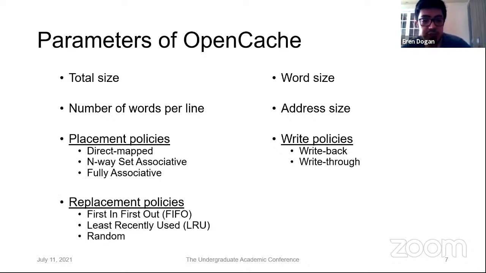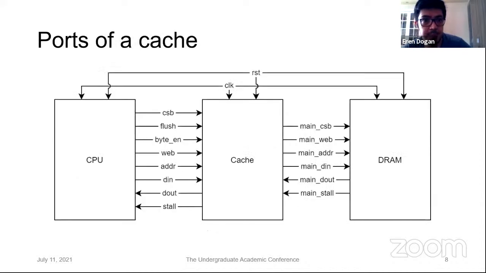Replacement policies, we currently support FIFO, LRU, and random. And cache type, instruction and data cache. Instruction cache is also not yet supported because OpenRAM will release, I'm not sure if it will release a new version or they will make a new sub-project of OpenRAM, which is called OpenROM, read-only memory. So we are waiting for it to implement instruction caches.